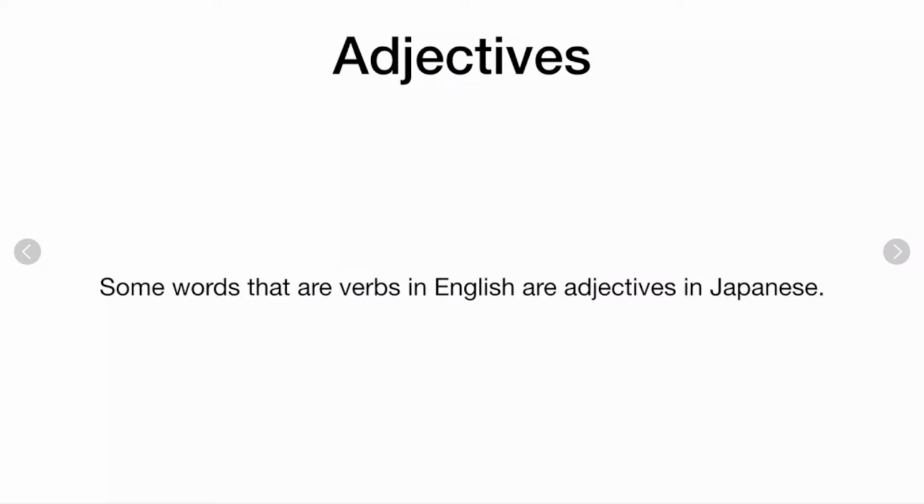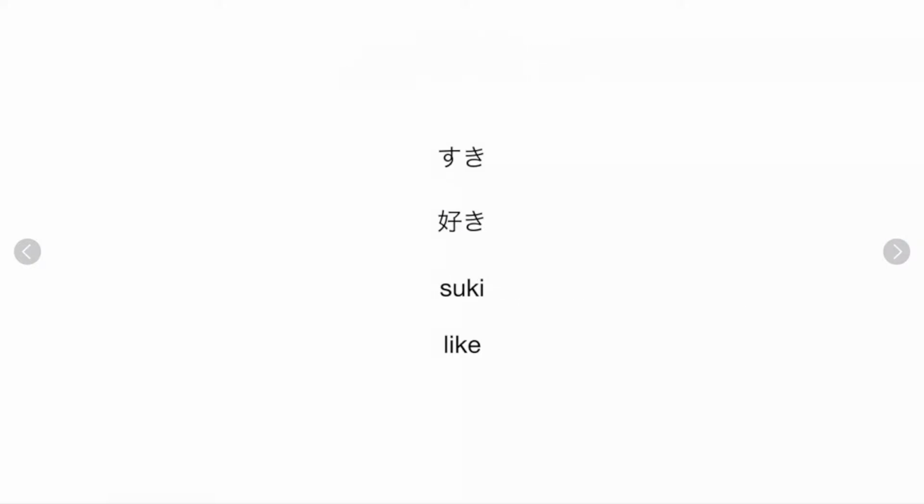And one fundamental thing, which I had mentioned yesterday, is that some words that are verbs in English are adjectives in Japanese. So, for example, suki. Suki is one of the most common adjectives that you're going to learn to start with. And it's confusing because in English, this is a verb. You like something. But in Japanese, suki is an adjective. It is something causes you to like it. So it is a thing that is likable, is suki.